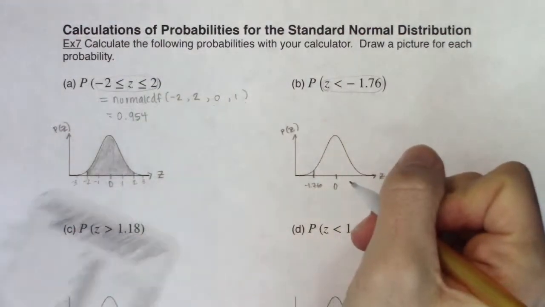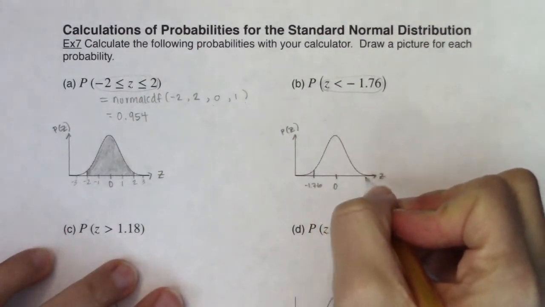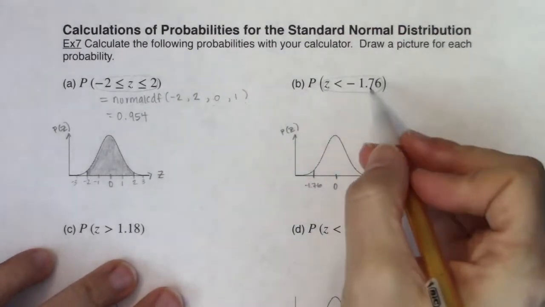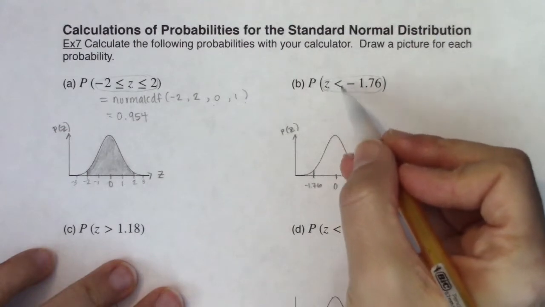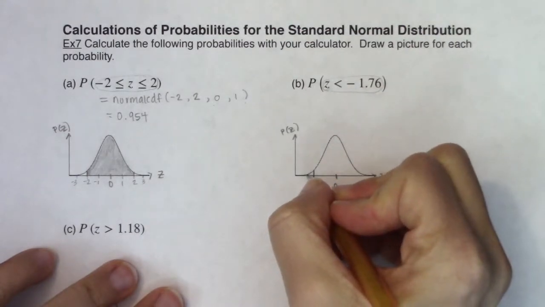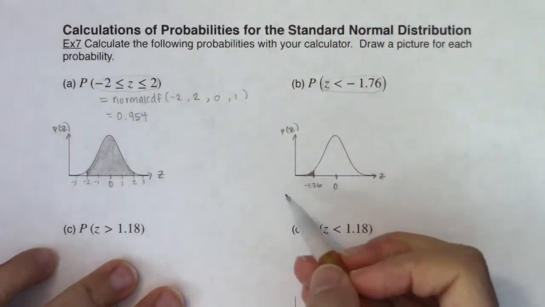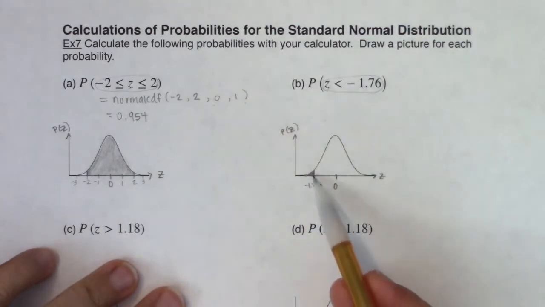Negative 1.76. And if you want to scale your z-axis, if you want to put the 1, 2, 3, negative 1, negative 2, negative 3, feel free. But I don't need all of them. I want to really take a look at negative 1.76. The less than tells me to shade to the left. So I want the area under this bell curve to the left of a z-score of negative 1.76.